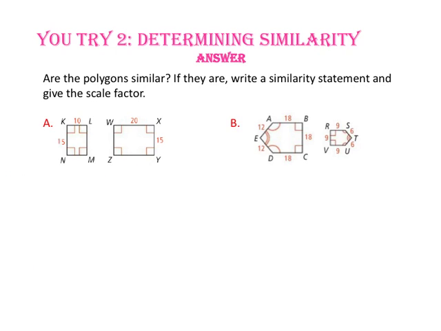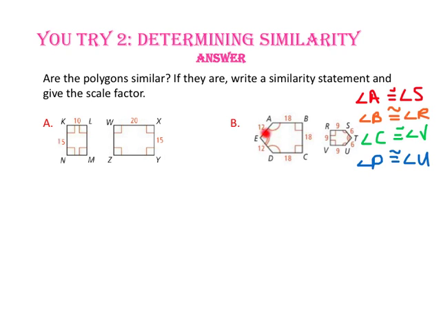For part B, let's start by identifying the pairs of congruent angles. Angle A is congruent to angle S. Angle B is congruent to angle R. Angle C is congruent to angle V. Angle D is congruent to angle U. And angle E is congruent to angle T.